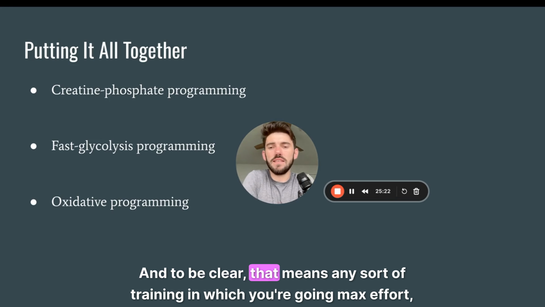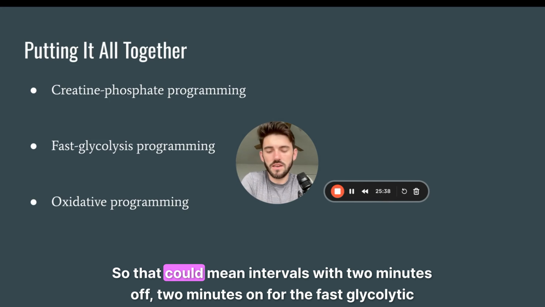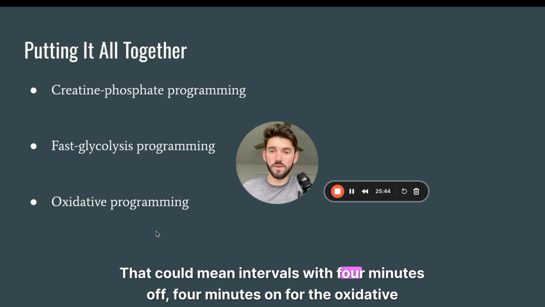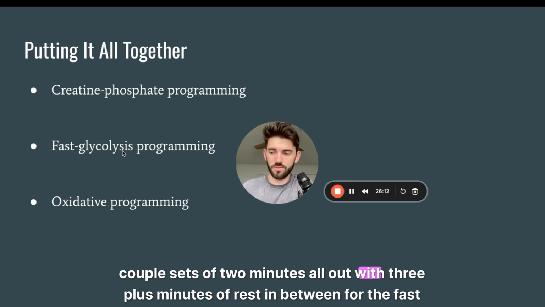And to be clear, that means any sort of training in which you are going max effort, high intensity to fatigue, in which these two systems of energy are the limiting factor. So that could mean intervals with 2 minutes off, 2 minutes on for the fast glycolytic programming. That could mean intervals with 4 minutes off, 4 minutes on for the oxidative interval programming. Or it can mean straight sets of either, whether that's a tempo run oxidatively or a couple sets of 2 minutes all out with 3+ minutes of rest in between for the fast glycolytic programming.